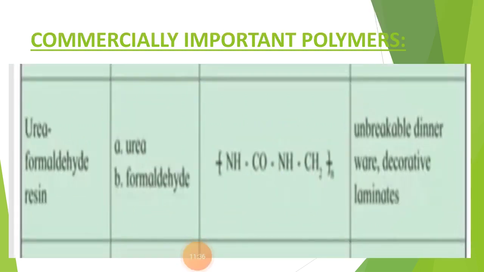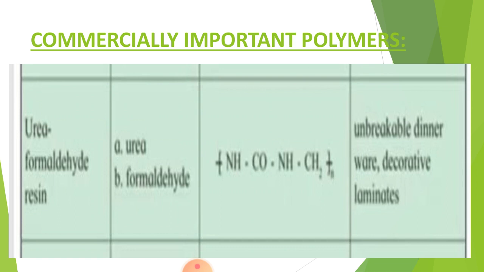The next polymer is urea formaldehyde resin, or urea formaldehyde polymer. It will undergo the polymerization process. We require two monomers here, so it is a copolymerization, that is urea and formaldehyde. The name itself says it contains two monomers, urea and formaldehyde.